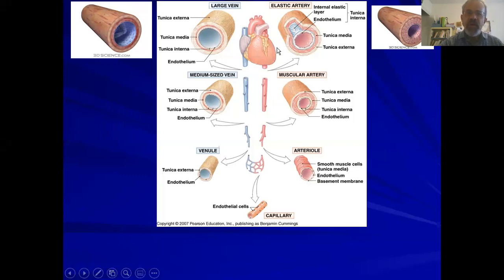Let's go to the outer layer. The outer layer is known as the tunica externa, and that's primarily made up of connective tissue that helps to maintain the shape, the integrity of the vessel itself. So other than the fact that it's a little bit thicker in a vein, basically structurally it's the same. And we'll talk a little bit about the significance of these differences in layers.